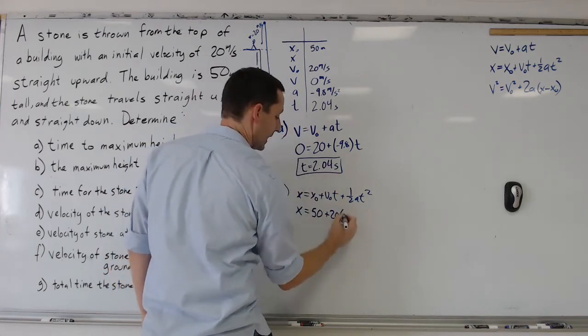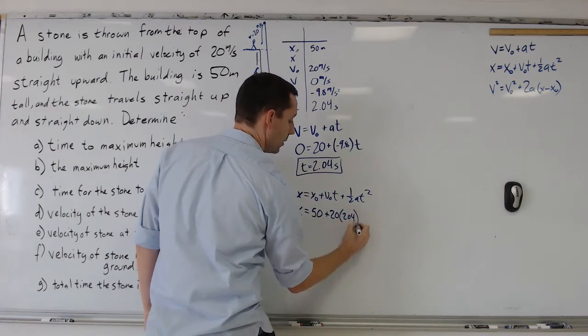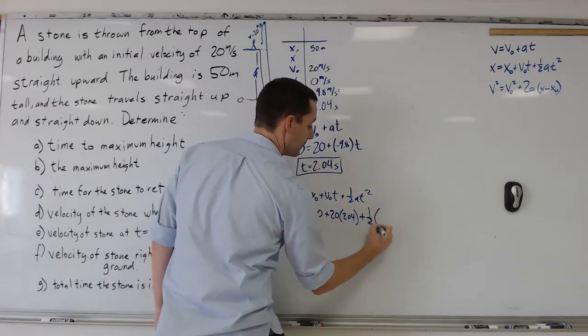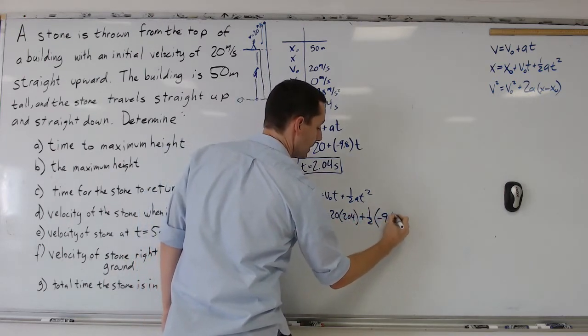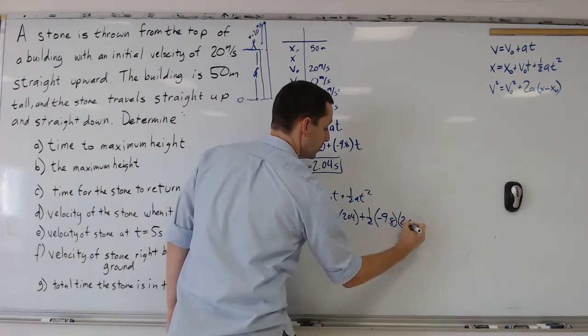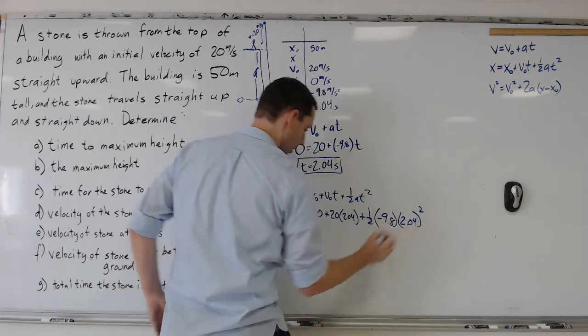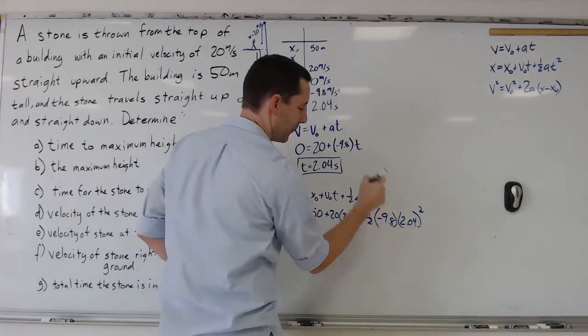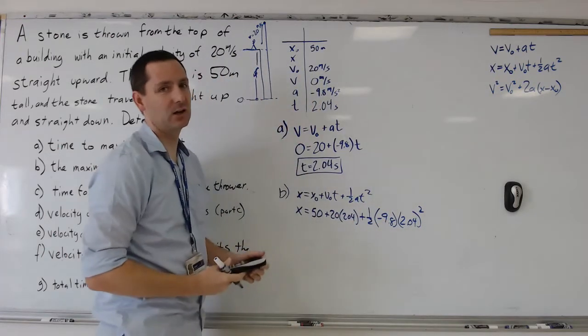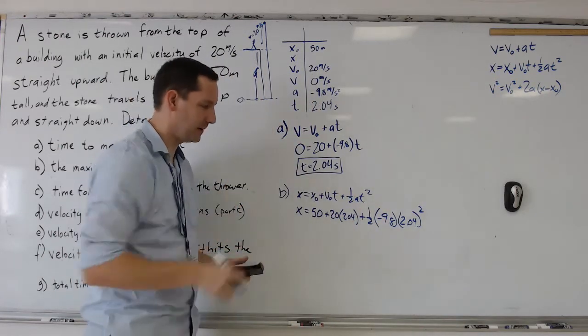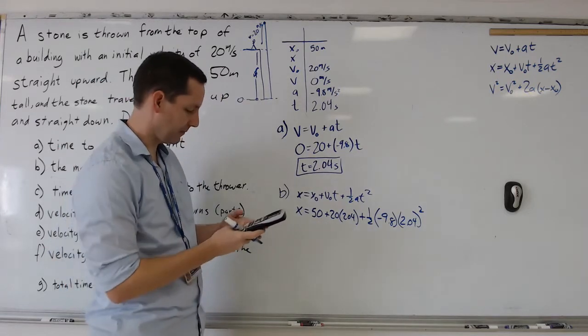I do have the time now, which is 2.04, plus 1/2 times a, which is negative 9.8, and then times t squared, which is 2.04 squared. Do not forget to square that. That's a lot of times I see things like that where people forget to square that. So we go ahead and punch that in.